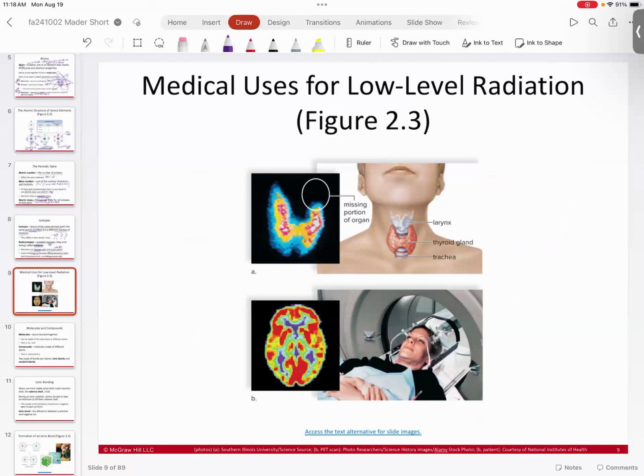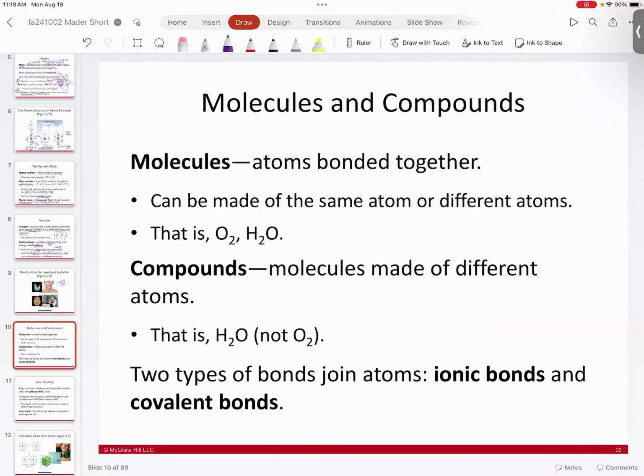So here's a good example of radio imaging. In this case, we use radioactive iodine. And so the radioactive iodine will go to the thyroid, and then it allows us to basically highlight the thyroid so we can see it. We can also use a radioactive tracer to highlight different areas of the brain as well. So we can use this for imaging.